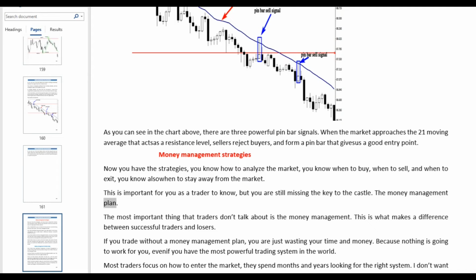The money management plan. The most important thing that traders don't talk about is money management. This is what makes the difference between successful traders and losers. If you trade without a money management plan, you are just wasting your time and money, because nothing is going to work for you, even if you have the most powerful trading system in the world.